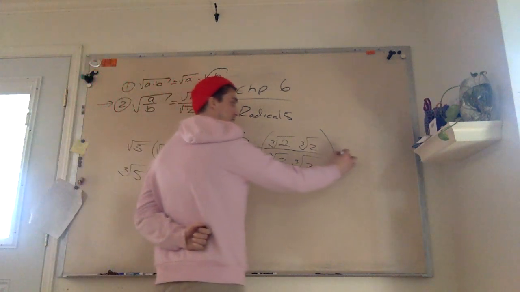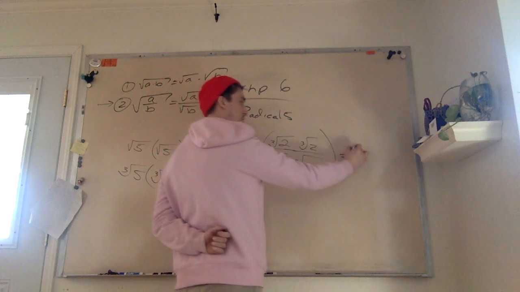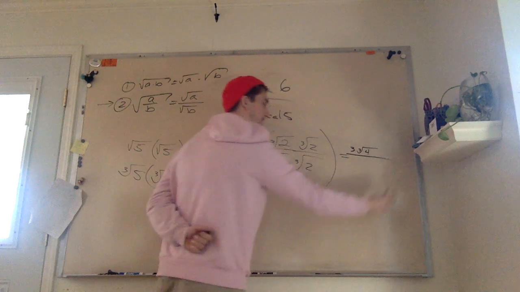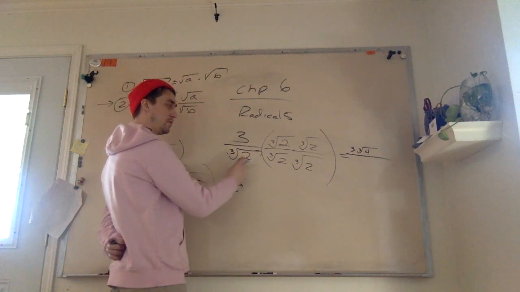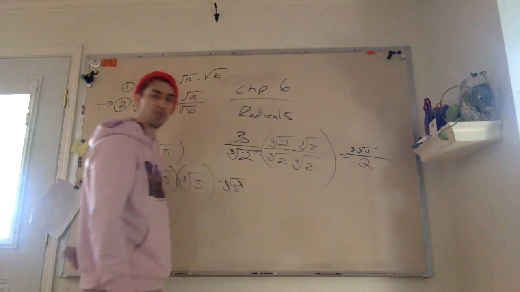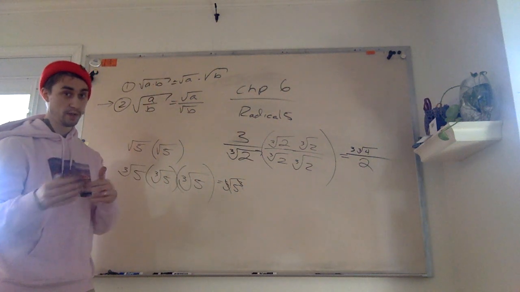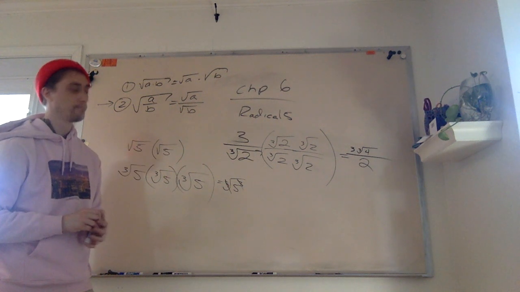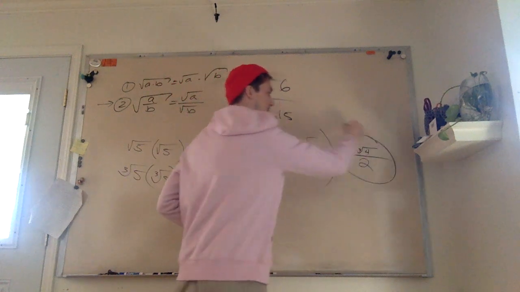So this will produce 3 times cube root of 2 times cube root of 2, which will be 3 times the cube root of 4, because I combined these two together. Cube root of 2 times cube root of 2 times cube root of 2 is just 2. That'll be the cube root of 2 cubed, and the cube root and the cube will cancel each other, leaving just 2. So there you go. Now you have rationalized the denominator.